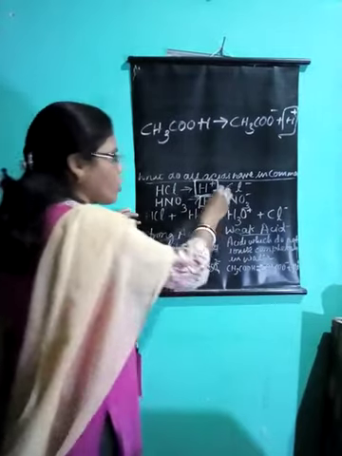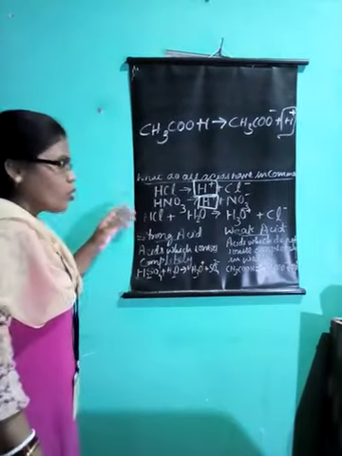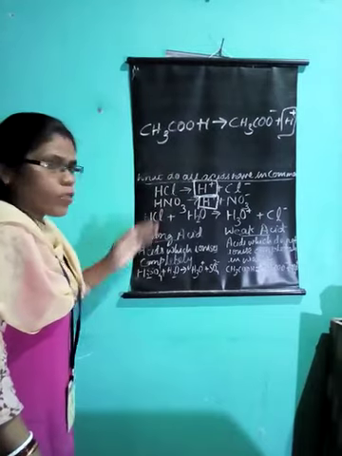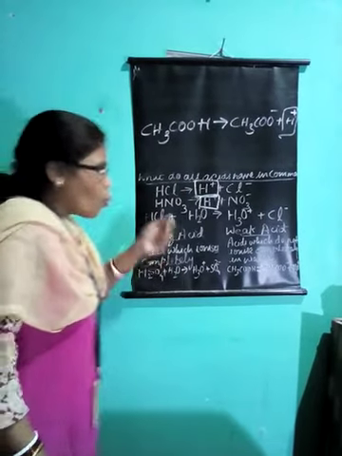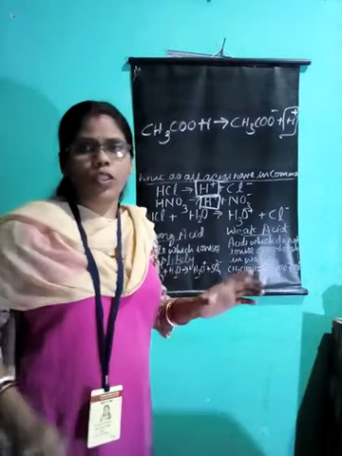So here hydrogen ion is obtained. Here again hydrogen ion is obtained. Here also hydrogen ion is obtained. So this is something which is common in acid. Now what happens actually? These H plus ions are very unstable.